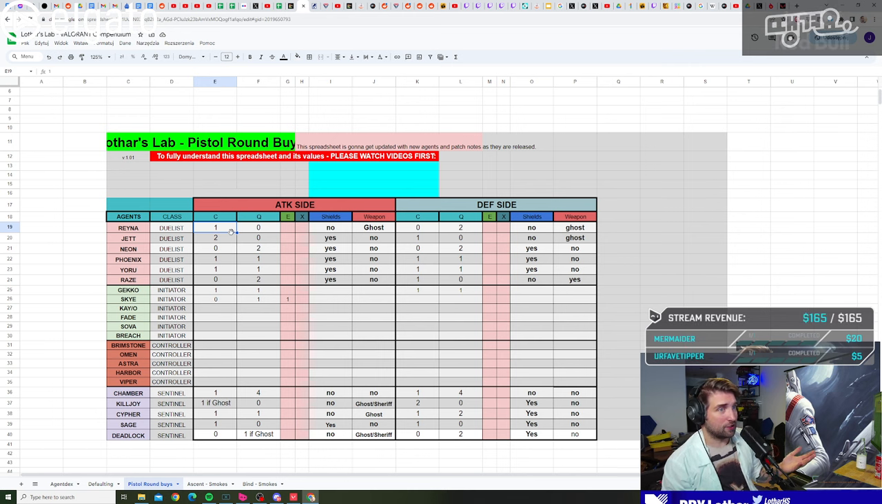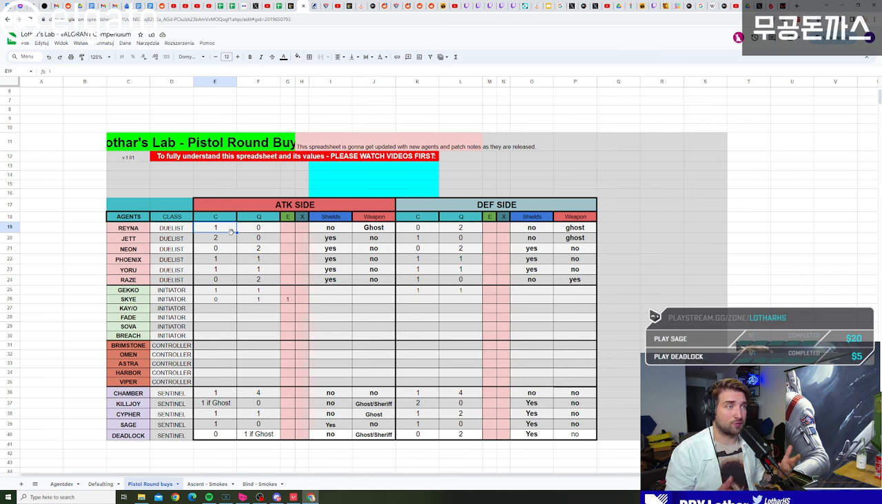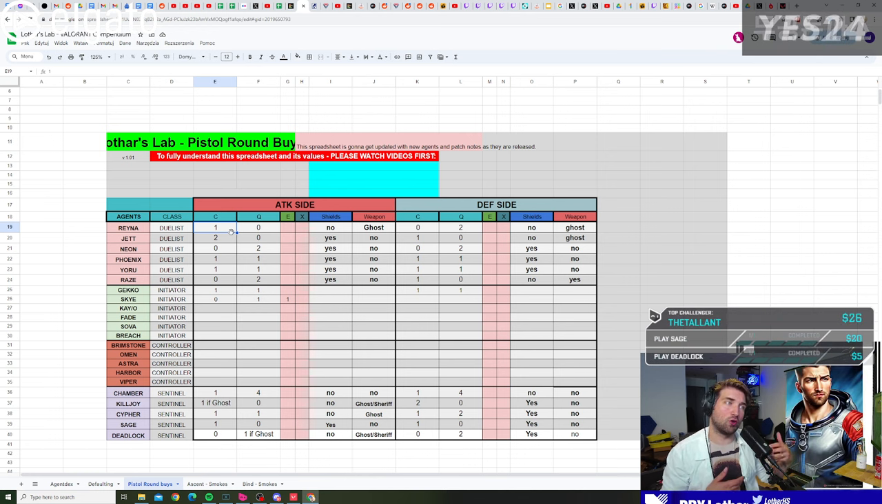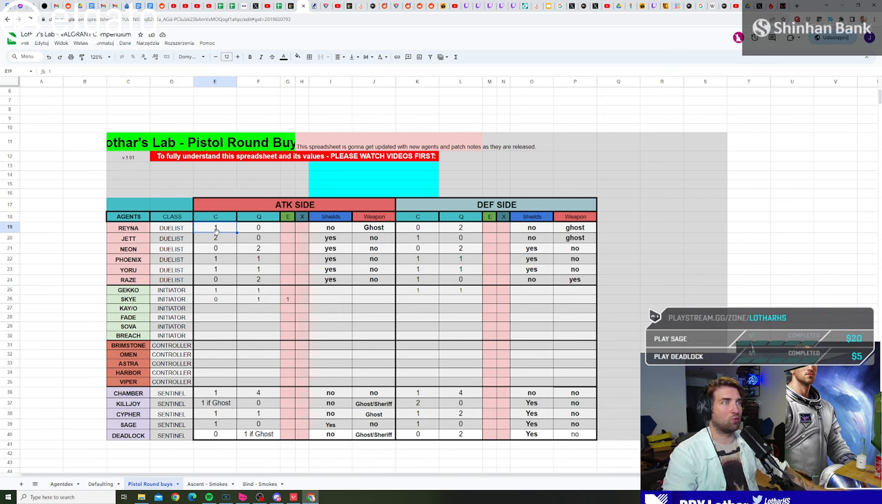With duelists in general, I have this mindset that you have to work towards creation of space on the attack side. Reyna is the only one that I see differently. On the attack side, if you really care about winning the rounds, I think the only viable buy is the Flash and Ghost.